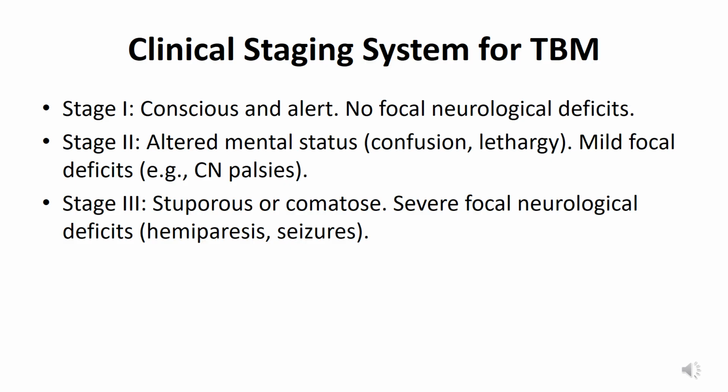This brings us to stage 3, the most severe stage. At this point, extensive inflammation and neurological injury are present. Patients may become stuporous, meaning they respond only to strong stimulation. Some progress to coma and become completely unresponsive. Severe focal neurological deficits are common. These may include hemiparesis, which is weakness affecting one side of the body.